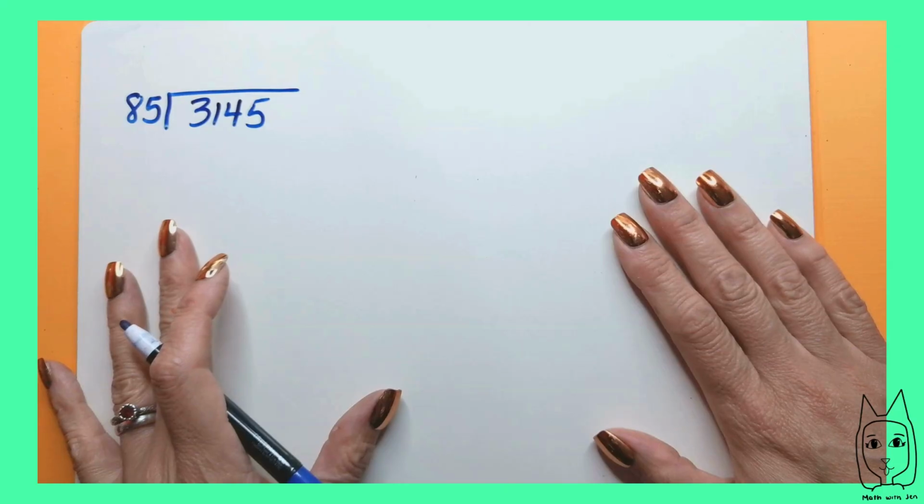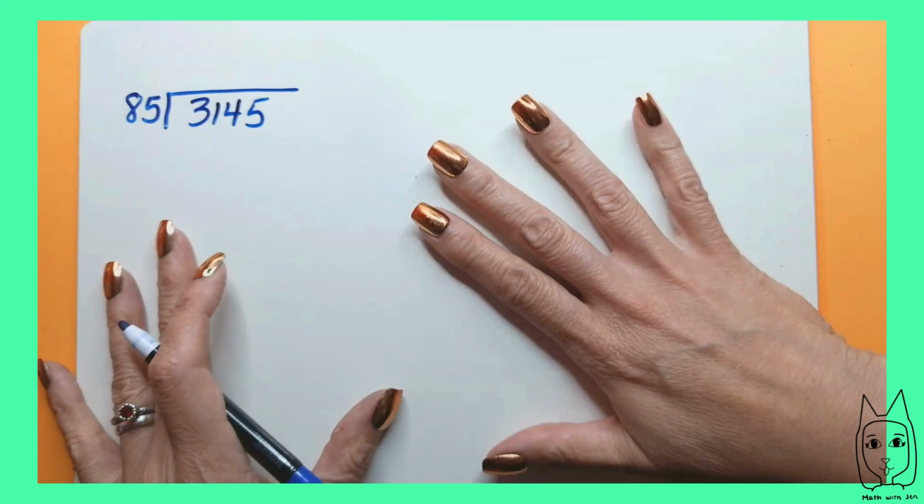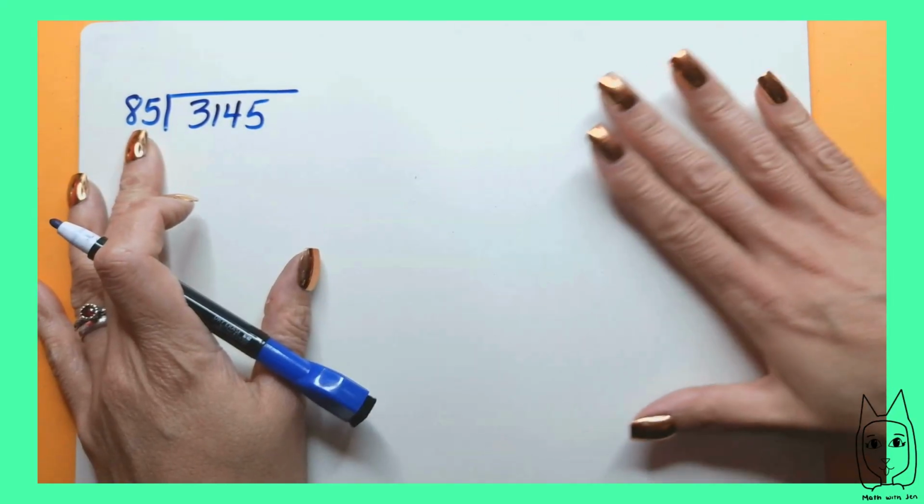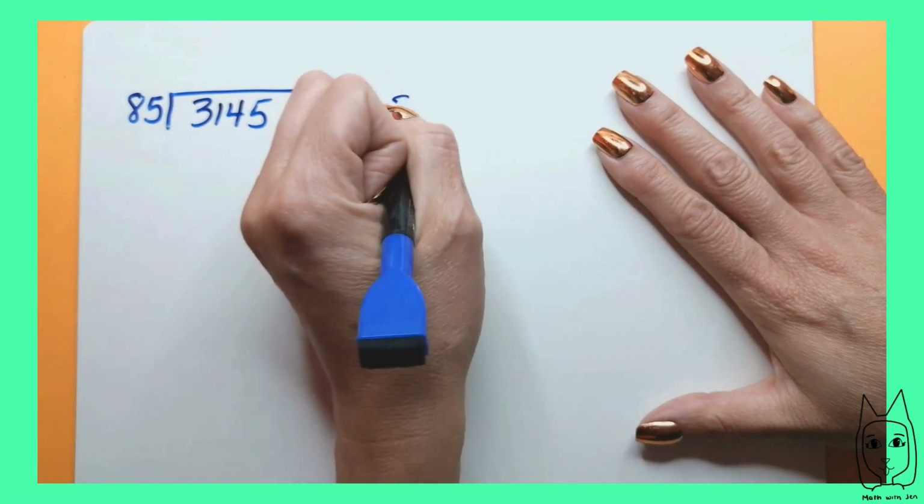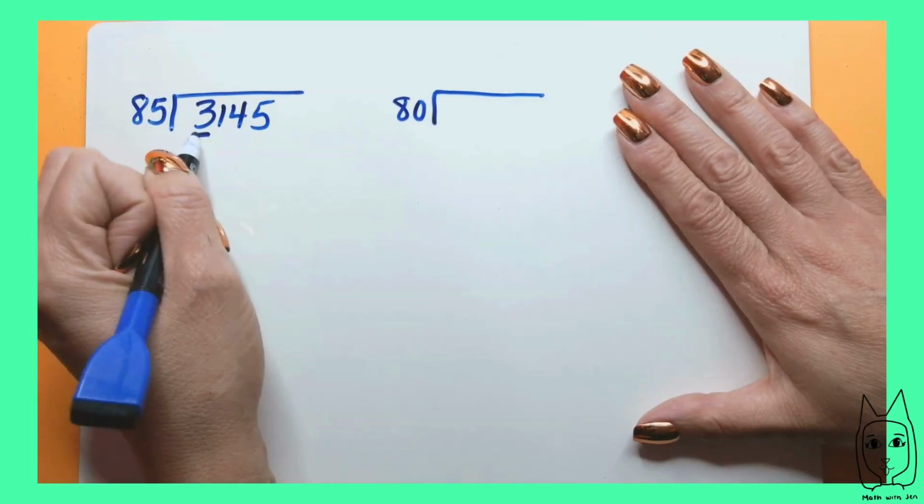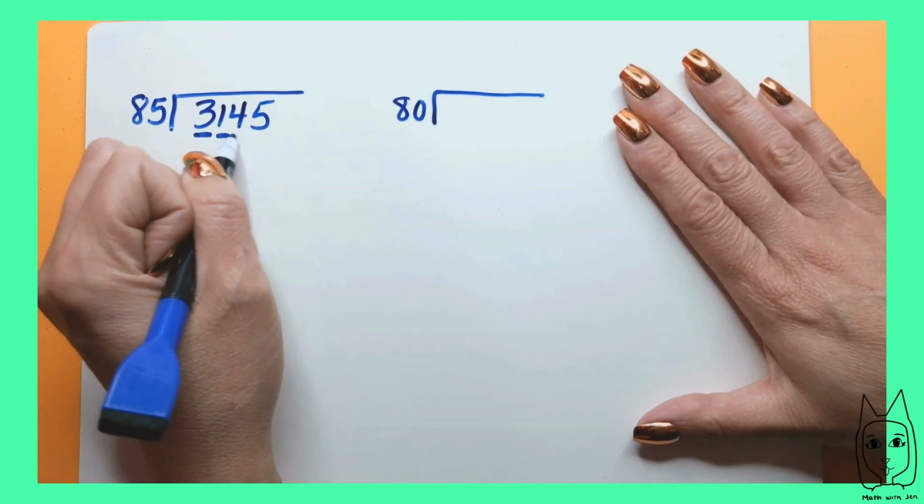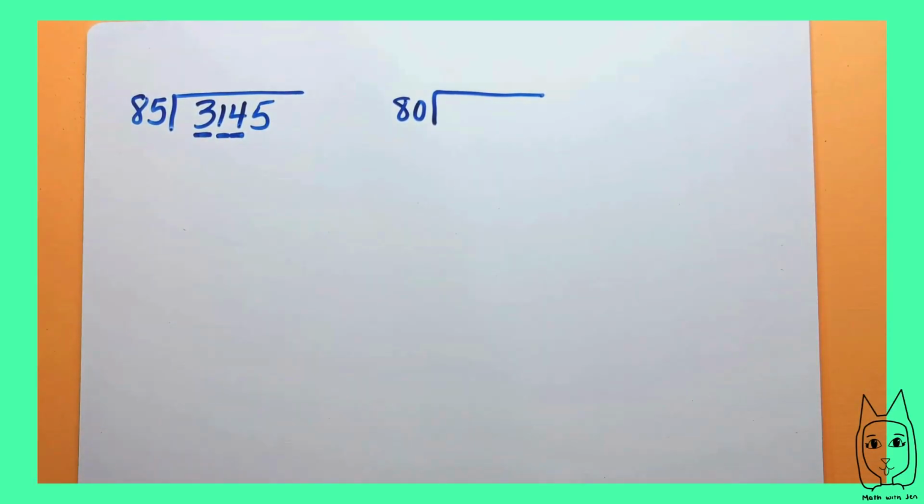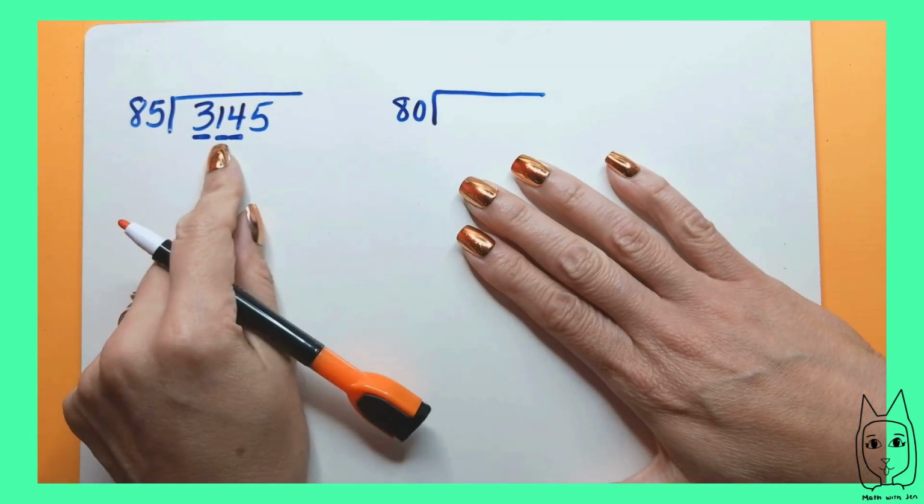Next one we're going to do is 3,145 divided by 85. I'm going to estimate. Let's try putting it to 80 and see what happens. So I'm going to put that down to 80 instead of going up to 90, just to see. It can't go into the 3, it can't go into the 31. We're going to go into 314. So I have 80, 314.